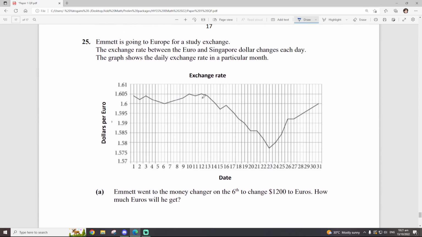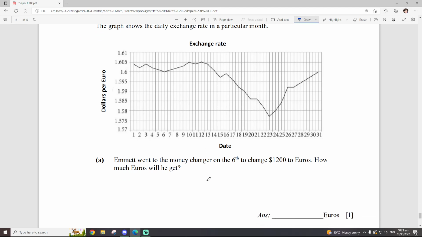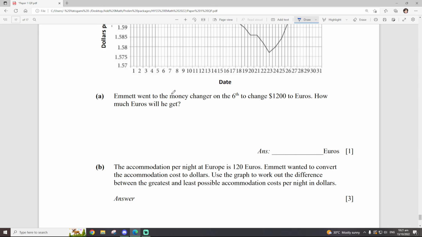Emmet is going to Europe. We have this. Emmet went to the money changer on the 6th to change $1,200 to euros. So on the 6th, how to count now? I think the 6th is this one. Yeah. The way they make is not very good because you see the parallax error. I think it's 6. Okay.